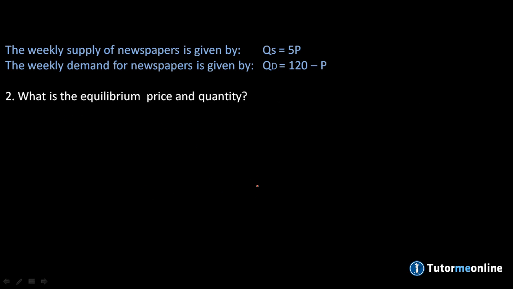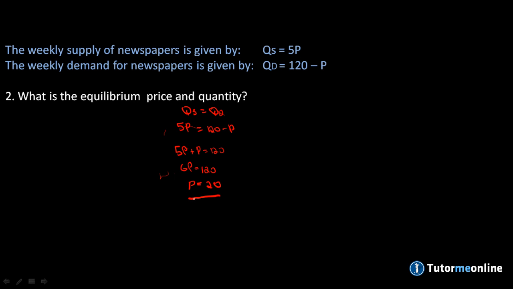The second question is, what is the equilibrium price and quantity? Now, in our previous tutorial video regarding equilibrium, we stated that the equilibrium is achieved where the quantity supplied equals the quantity demanded. In this case, we've got our mathematical functions for supply and demand, so we can simply equate them. So we say that's 5P equals 120 minus P. So with basic mathematics, we say 5P plus P equals 120, which means we have 6P equals 120, and therefore P equals 20.